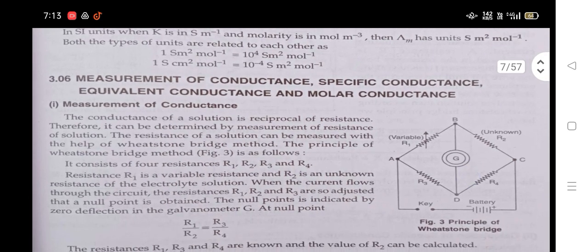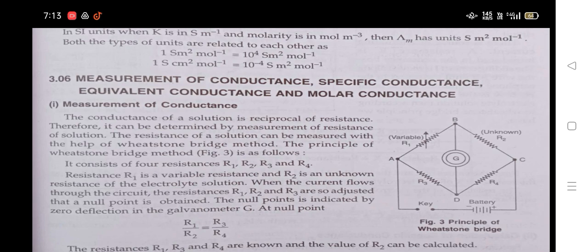Measurement of conductance, specific conductance, equivalent conductance and molar conductance. Measurement of conductance. The conductance of a solution is the reciprocal of resistance. Therefore, it can be determined by measurement of the resistance of the solution. The resistance of a solution can be measured with the help of the Wheatstone bridge method. The principle of the Wheatstone bridge method is as follows.